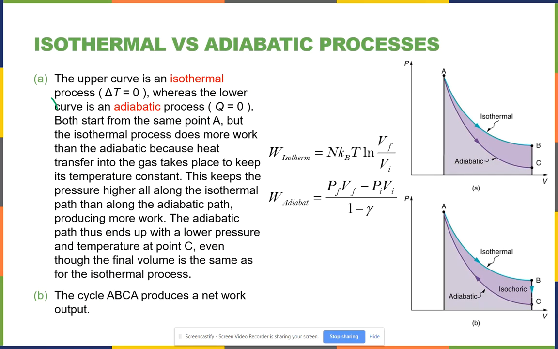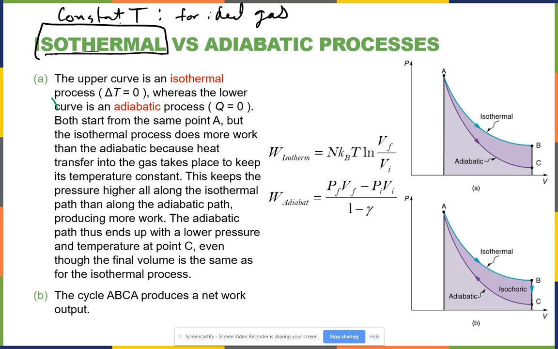Next, isothermal and adiabatic processes. What did isothermal mean? Constant temperature. If it's an ideal gas, then that means PV equals constant if it's isothermal. So this line here, the isothermal, P is equal to some constant over V is that line.